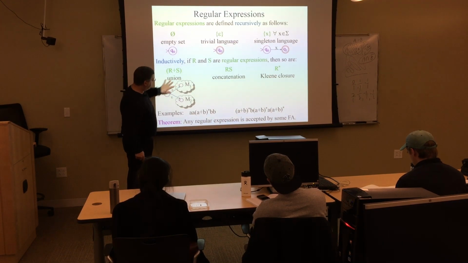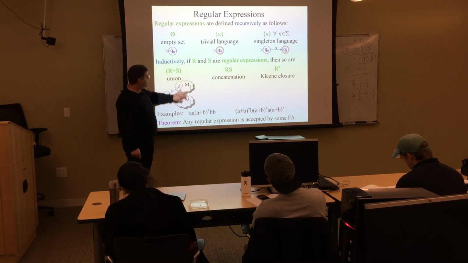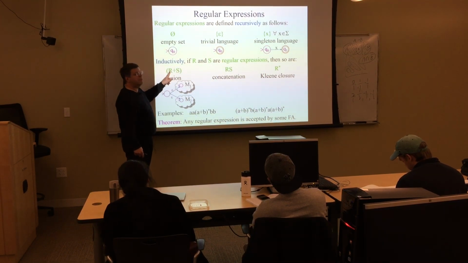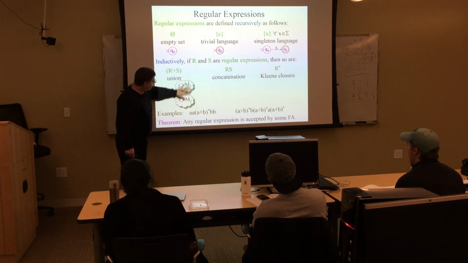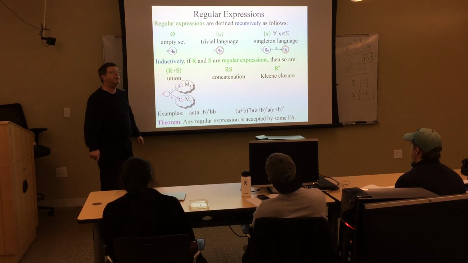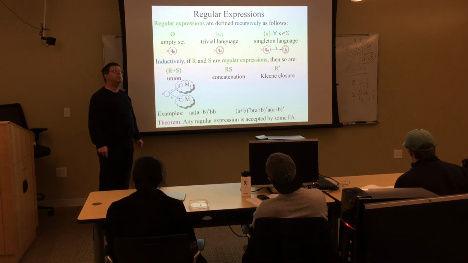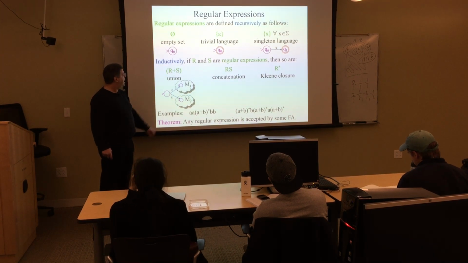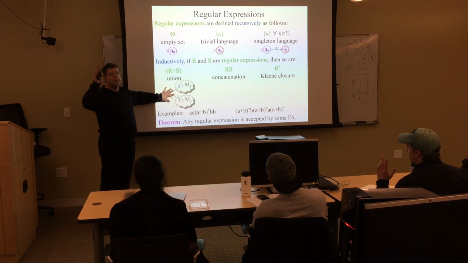So this finite automata construction here from the two machines that accept the languages represented by these two regular expressions R and S, this construction accepts the union of R and S, the language represented by the regular expression R plus S. How many understand this construction here? So it's pretty straightforward.